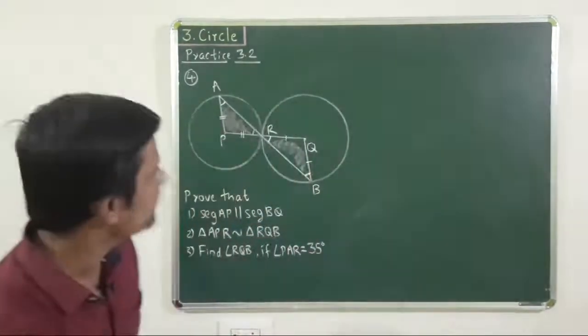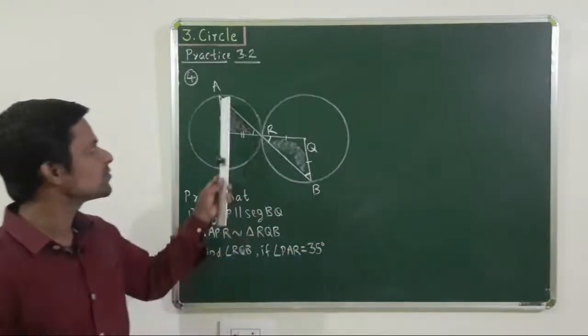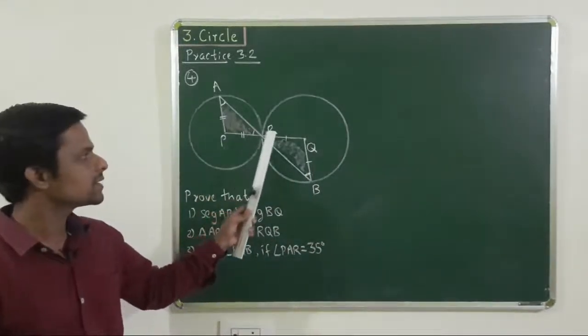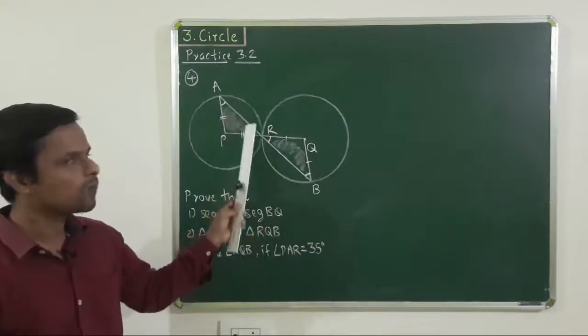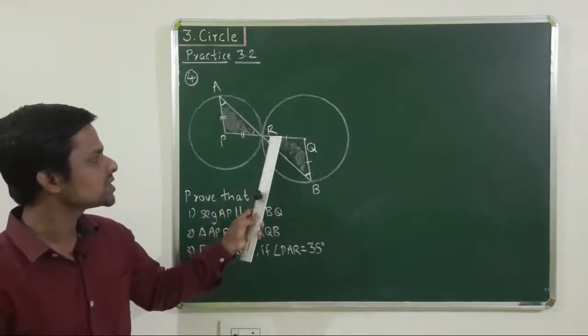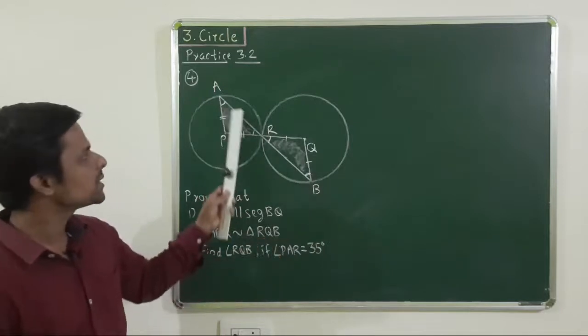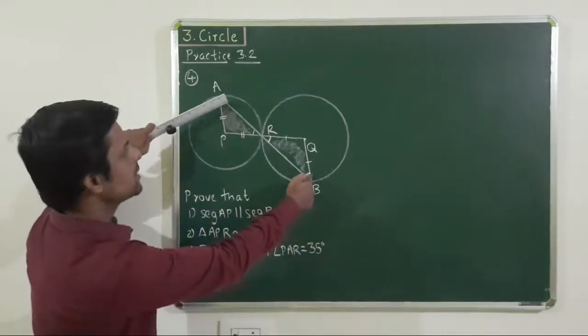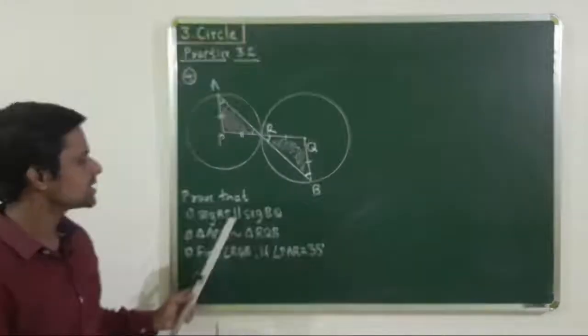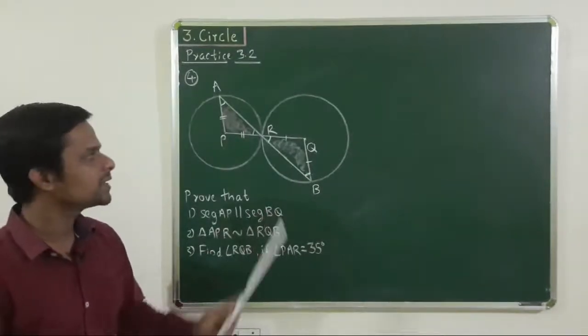Simply we have to take pairs of angles. First pair that we have to take this one, second pair this one, third pair this one. Statement number 1, statement number 2, and statement number 3. Hence, from statements 1, 2, and 3, we will get statement number 4, that is this pair. Hence, by alternate angle test, segment AP is parallel to segment BQ.